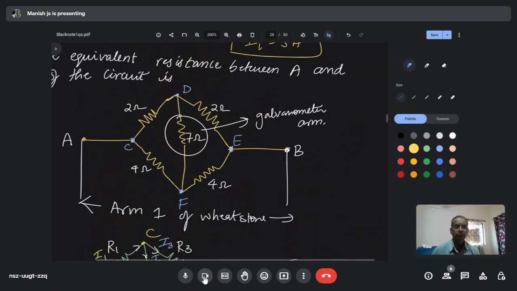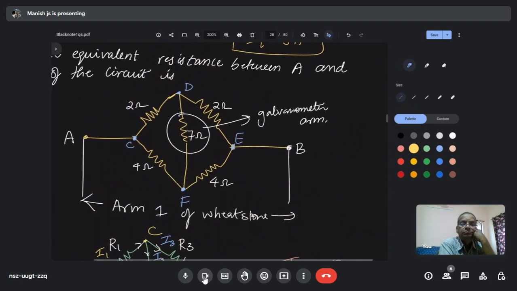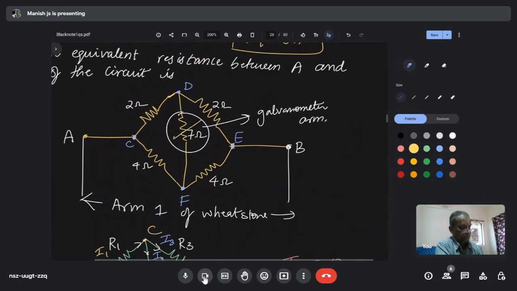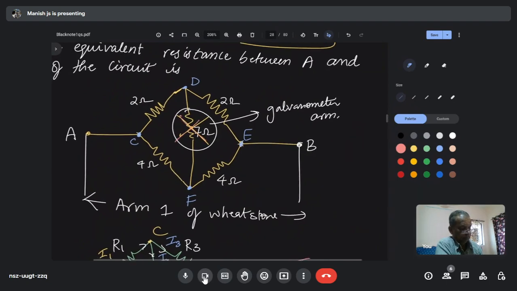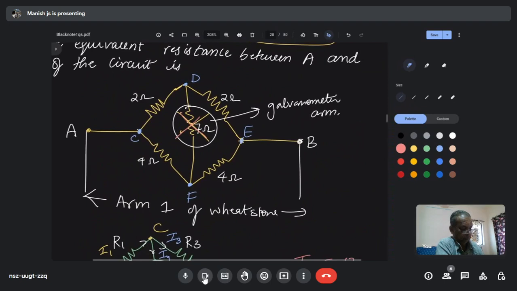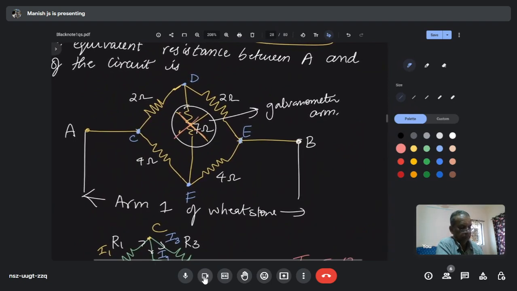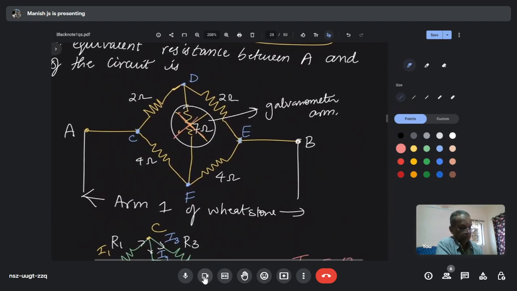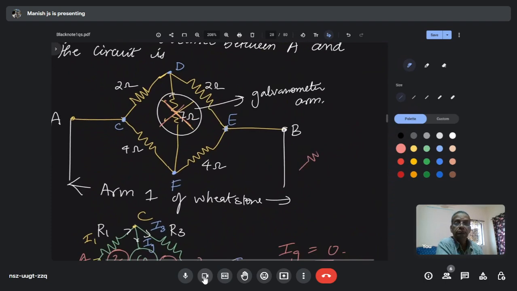So nammа ingeyum apply panrom. This 7 ohms resistor represents the galvanometer. If there is no current flowing through the 7 ohms resistor, it is as good as removing this 7 ohms resistor. You can remove and eliminate it. Now, when we remove it, how will the circuit look? The circuit is going to look like this. When I remove that resistor, it will look like this.